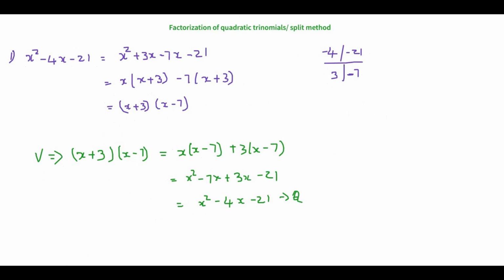Now let's see the second question for today. Our second example is also similar to the previous question: x square plus 5x minus 24. And now as you remember, what are we going to do? We are going to take the middle term and the last term. So the middle term is plus 5.